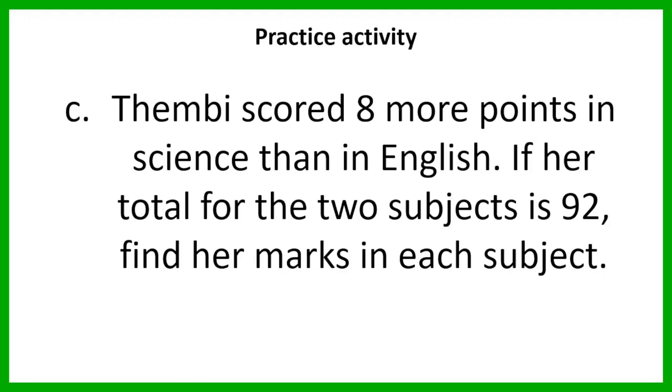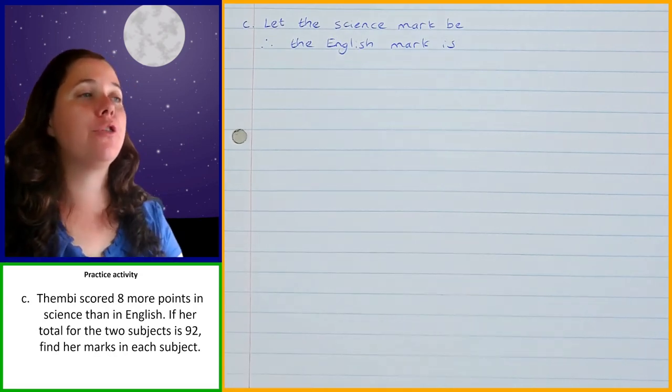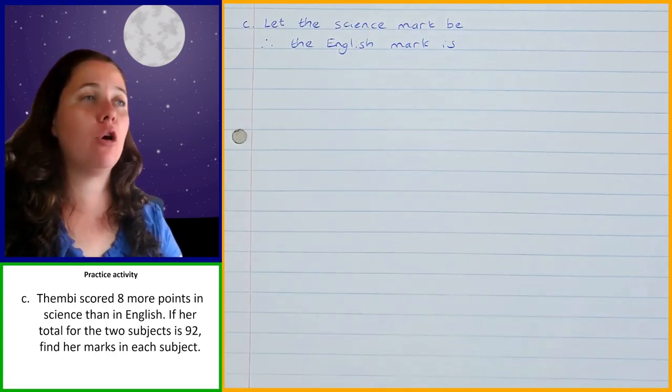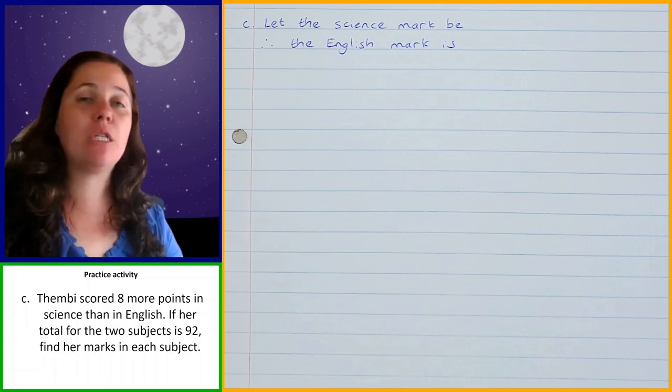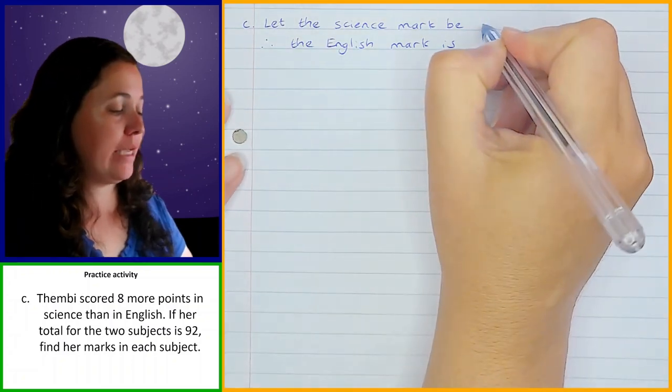Okay, so let's take a look at that example. In this one, we have to find both marks for her. We have to find her English mark and her science mark. It doesn't matter which one you make X. You can make either one X. I'm going to make her science mark X.